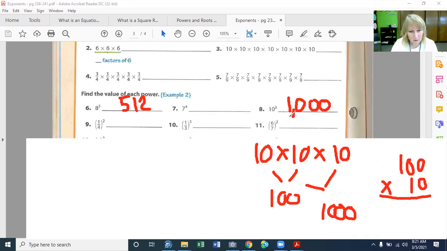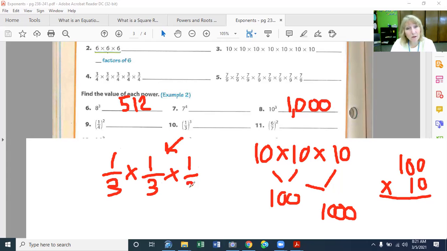A little comma. Okay, let's do number 10. 1/3 to the 3rd power. So it'll be number 10. That's 1/3 times 1/3 times 1/3. So we multiply those all together and we get 1 times 1 times 1, which is 1. And 3 times 3 times 3, take them in twos. 3 times 3 is 9. 9 times another 3, 9 times 3, 27. So 1/27th. That's the answer to number 10, 1/27th.